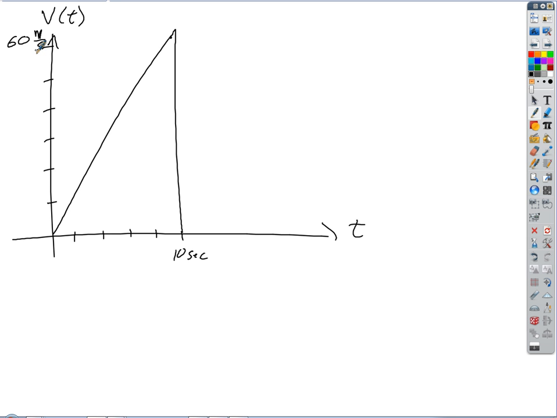The height of this is 60 meters per second, right? And the width is 10 seconds. 60 meters per second times 10 seconds times 1/2, because it's half the base times the height for a triangle. Okay? So we're going to get a total area of 300 meters. So that's our displacement, right?